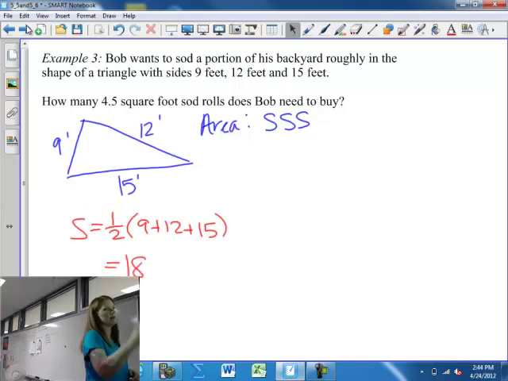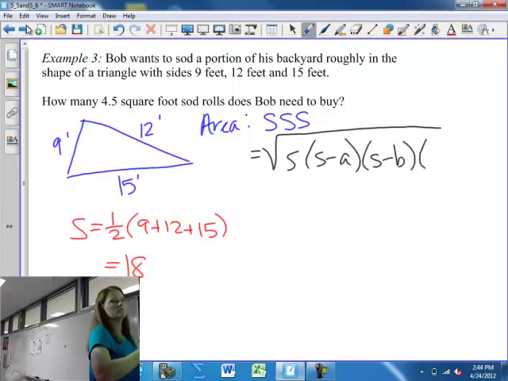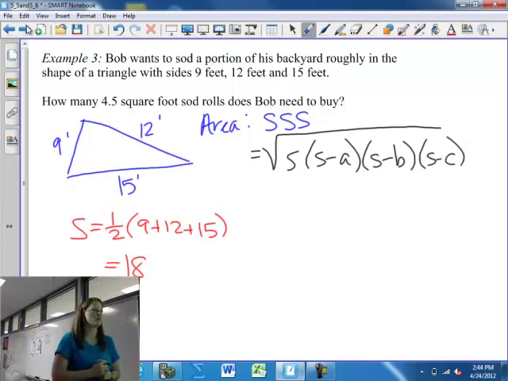So now we're going to find our area formula, which is simply the square root of S, which was 18. We basically just do S times S minus all the lengths, and then take the square root.